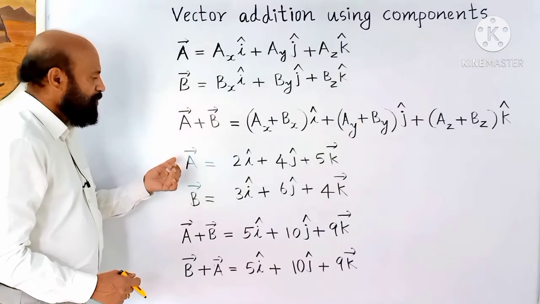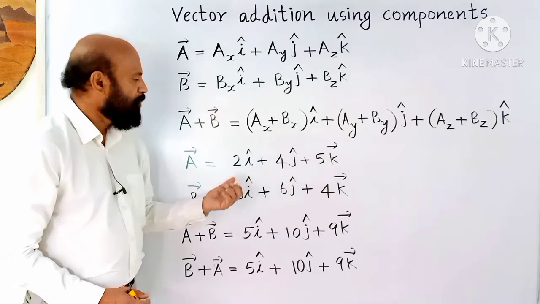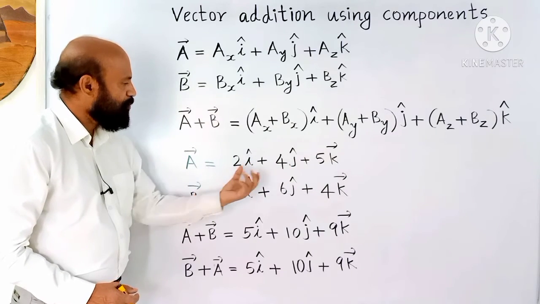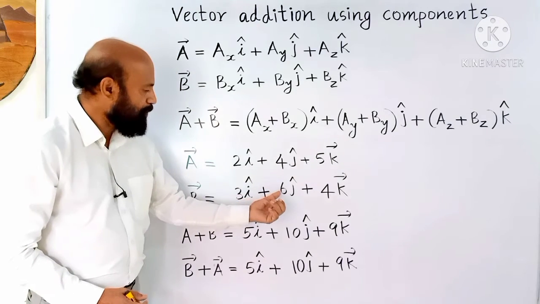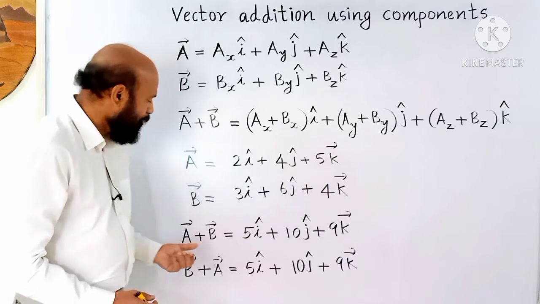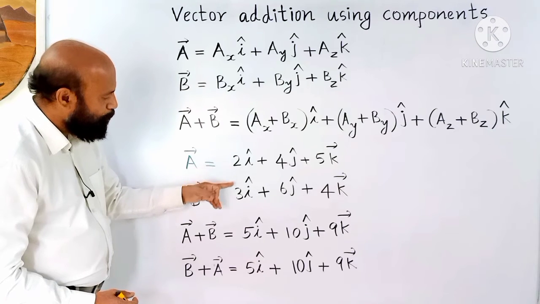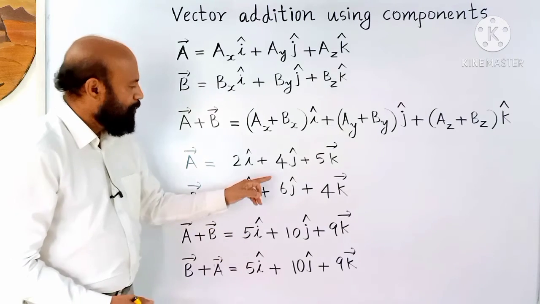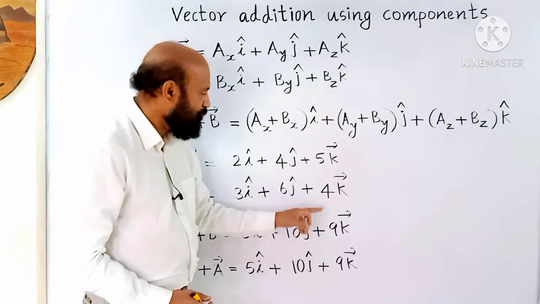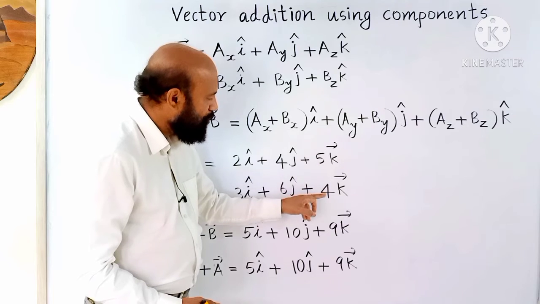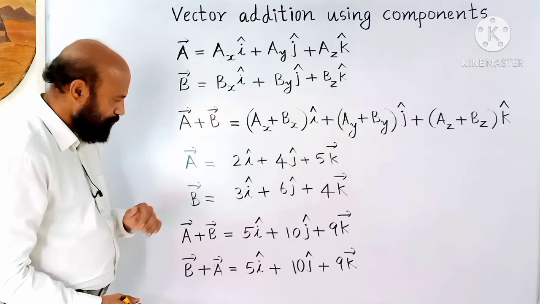Now let us see an example. A vector is 2i plus 4j plus 5k. So this is the x component, this is the y component and this is the z component. And another vector, B vector, 3i plus 6j plus 4k. Now A vector plus B vector. You have to add the x components: 2 plus 3, 5, 5i. 4 plus 6, 10, 10j. 5 plus 4, 9k. So this is the sum of these two vectors.